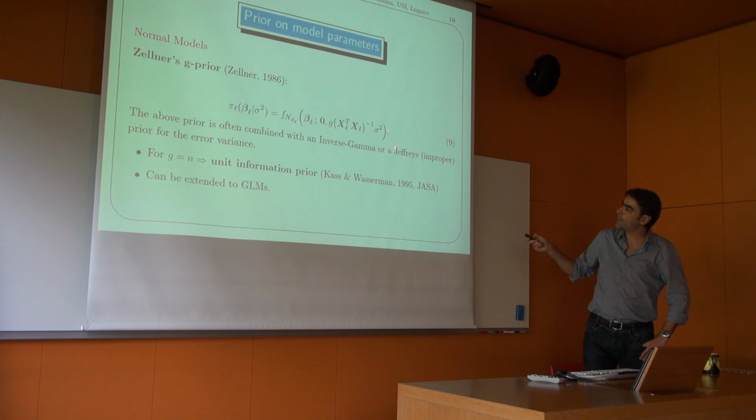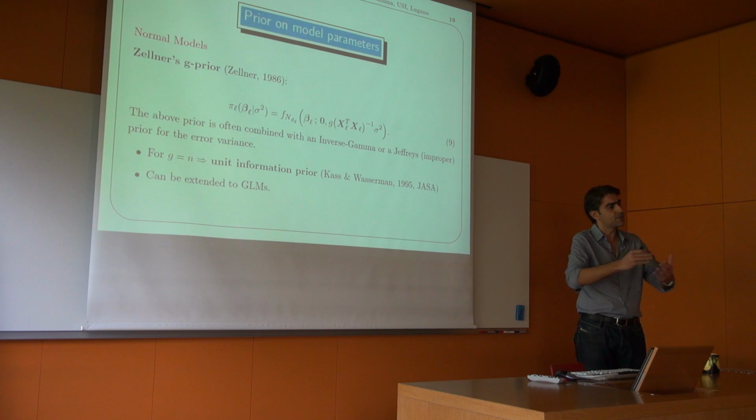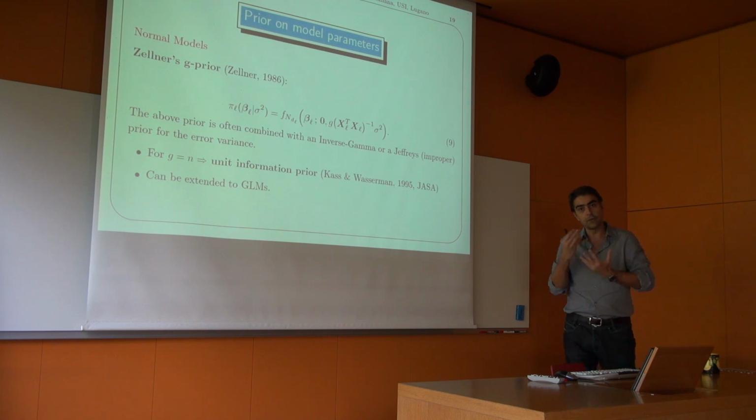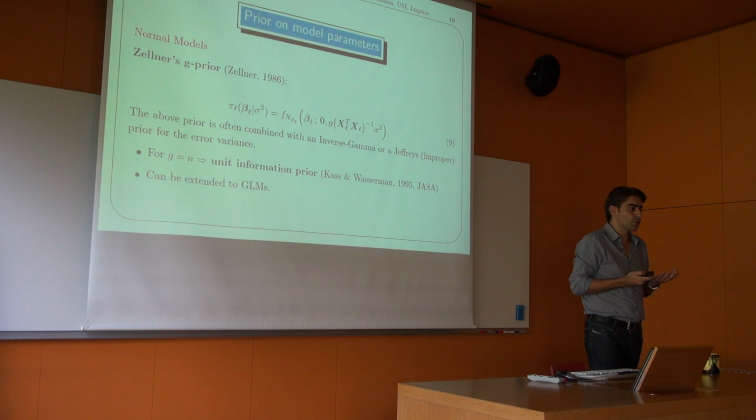So the only problem about this prior now is the specification of this G. And again, this G plays a very important role. If you use a very large value of G, you end up having a prior which is almost diffuse, almost flat. If you use a very small value of G, you end up with a very informative prior. So you have to really think a lot about what type of values G should take.